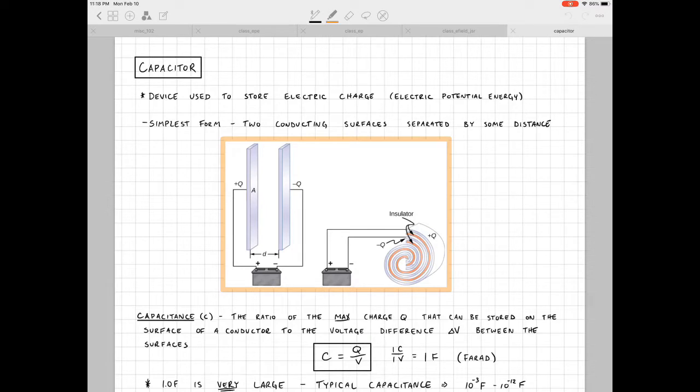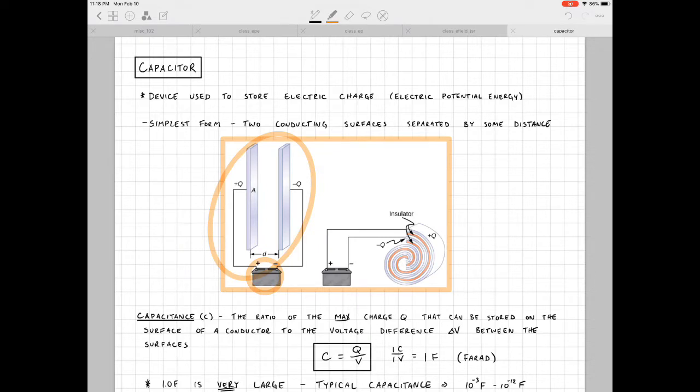A common capacitor is known as the parallel plate capacitor, where you've just got two parallel conducting plates, some separation d apart, and these two conducting surfaces have some charge. One of them is positively charged, the other is negatively charged. And in this case, the plate is connected to a battery, which is essentially producing that charge differential.